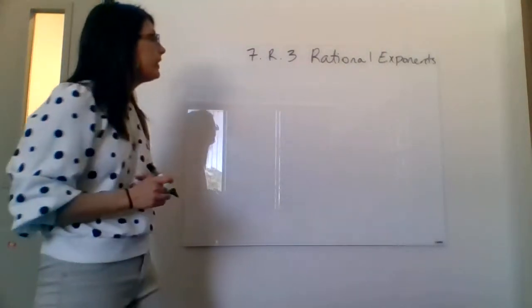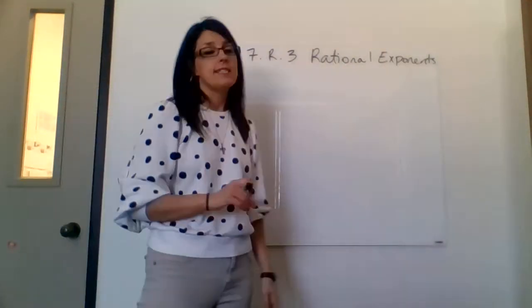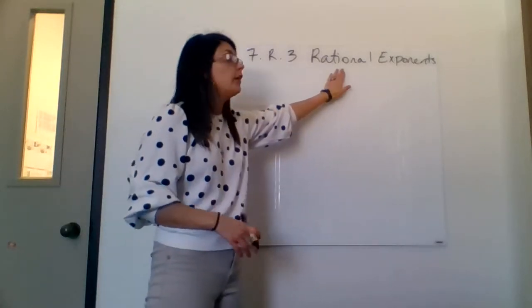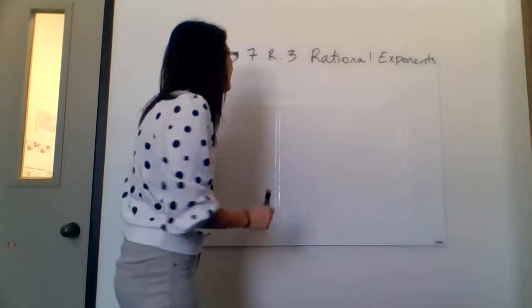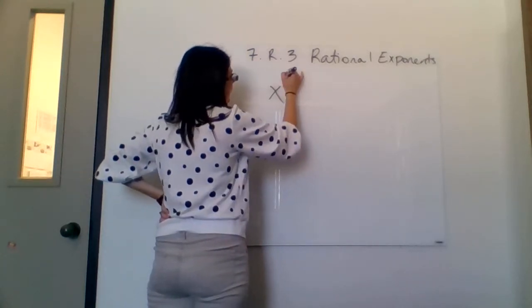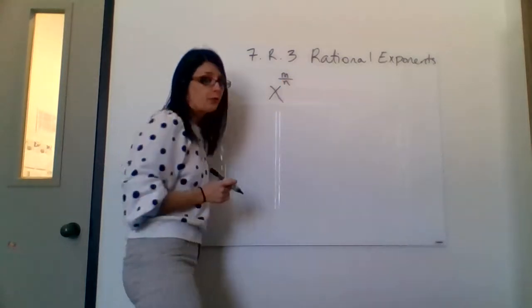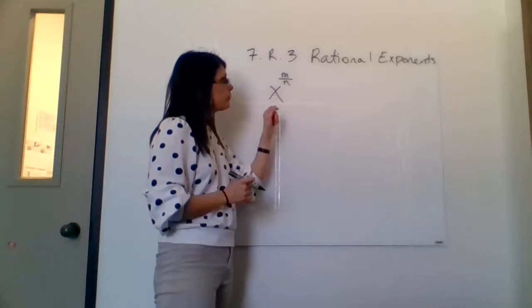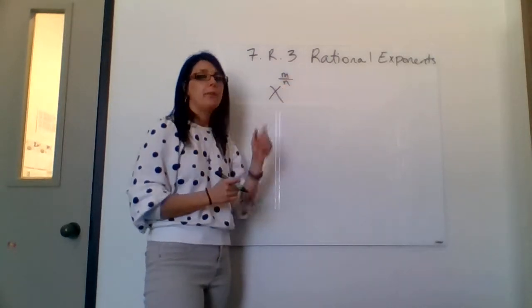So looking at 7.R.3, this is the discussion of rational exponents. So rational meaning a fraction. So if I have a base raised to an exponent that is a fraction, so we're just going to be generic for a second. A base of x raised to the power of m divided by n.